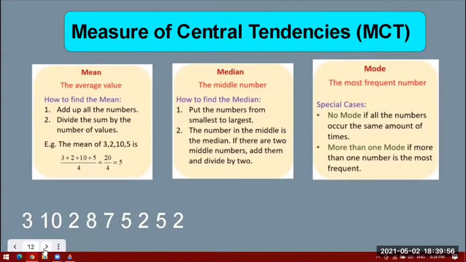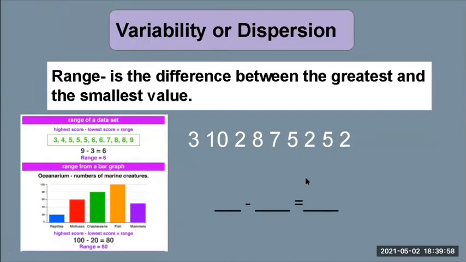Let's have the last one for the descriptive analysis, and we have variability or dispersion. Dispersion means the distance between your numbers. We have the range, the average deviation, variance, and the standard deviation, which we're going to have later on. So let's start with the range.